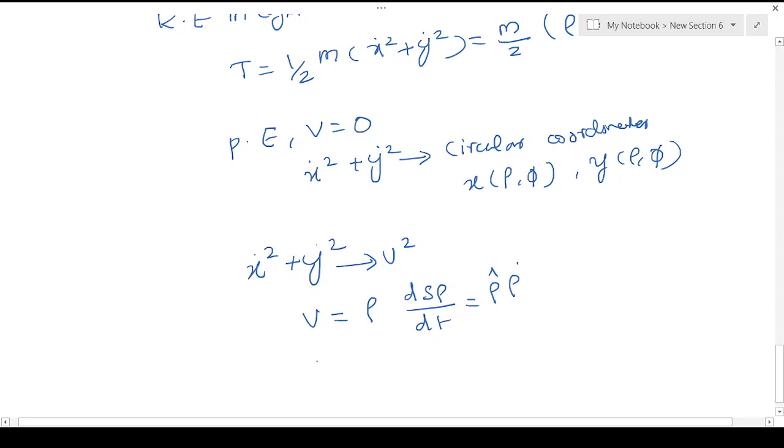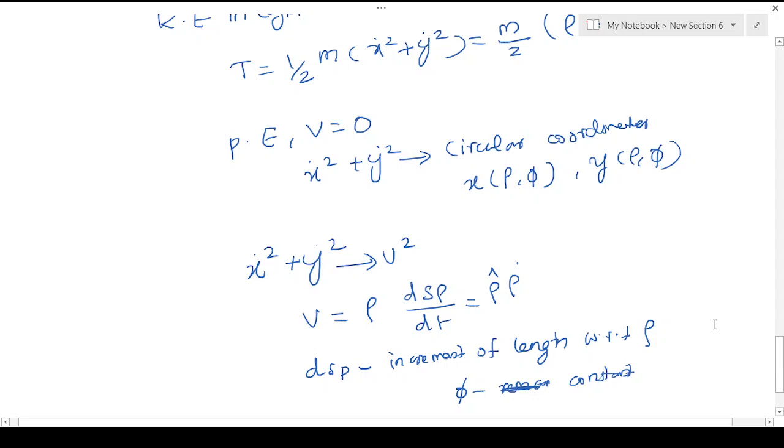Okay, what is that ds? It is actually an increment of length with respect to rho, with respect to change in rho by d rho. Okay, and phi is equal to what? Phi we treat as constant here.